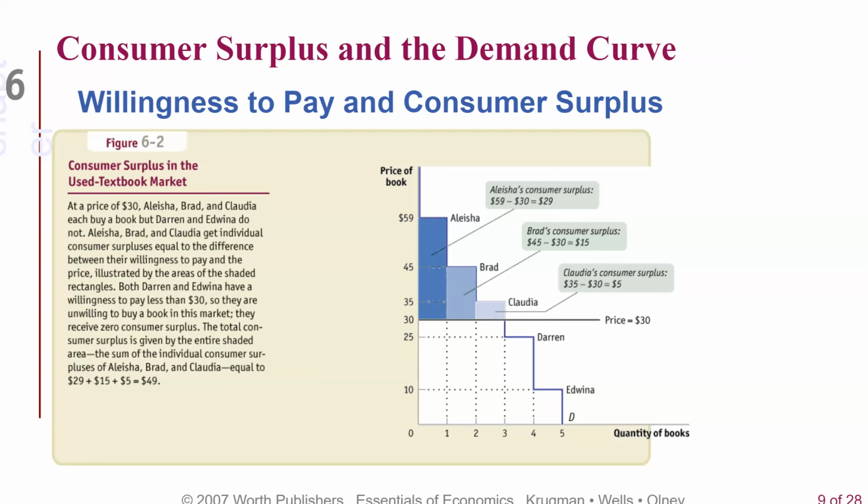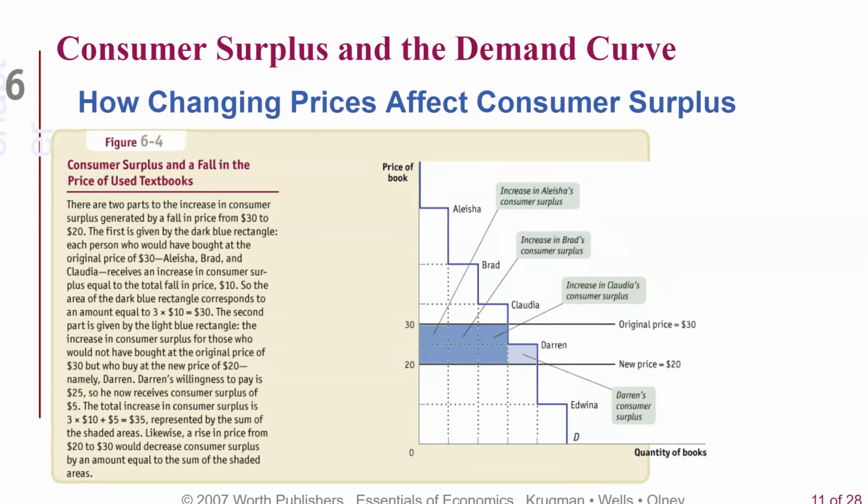to forego the book. So if we were adding total consumer surplus here, we would add up Alicia's $29, Brad's $15, and Claudia's $5, and that would give us $49. So the total consumer surplus here would be $49. Now, if we were to lower the price, all of a sudden the price dropped to $20, all of a sudden there is an additional consumer surplus being added here because the price has fallen.